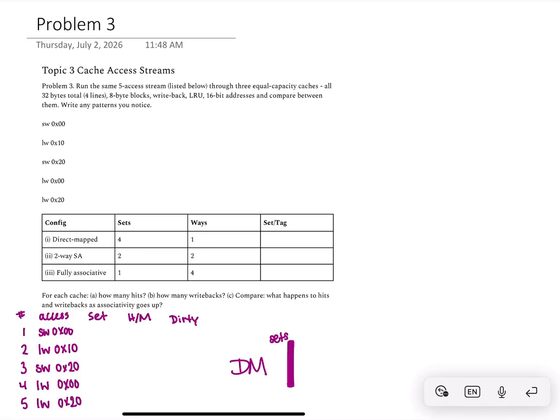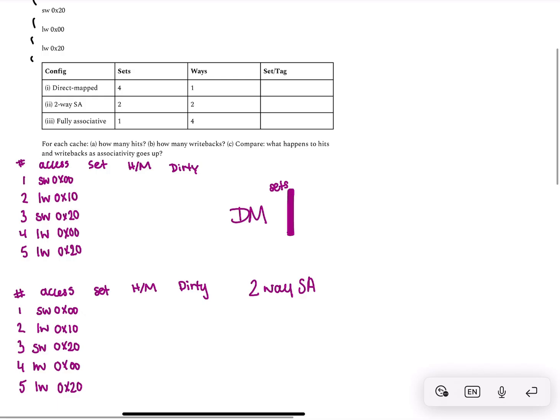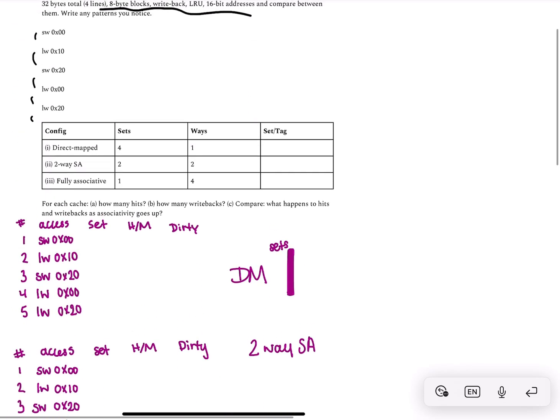Okay, so this is problem 3, cache access streams, and we're given these 5 accesses right here with store and load words and specific values. We're given some information here, and we want to compare and contrast these 3 types of caches: direct map, two-way set associative, fully associative. And so I've drawn out this helpful table that will help us solve this problem.